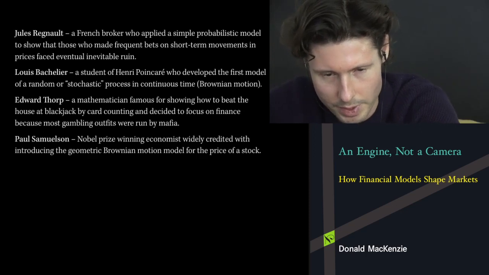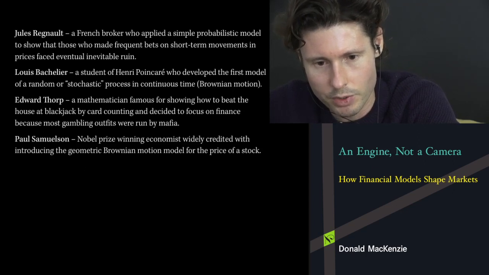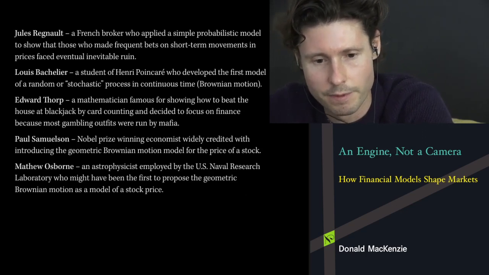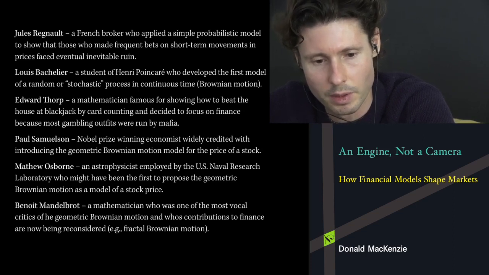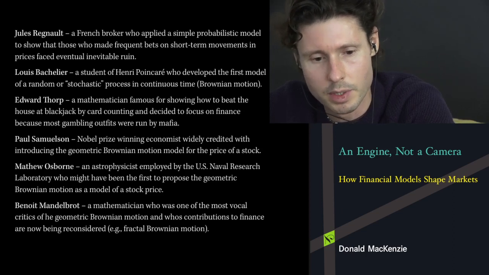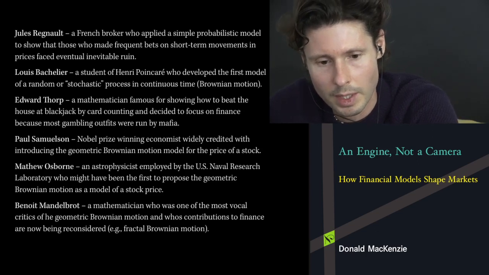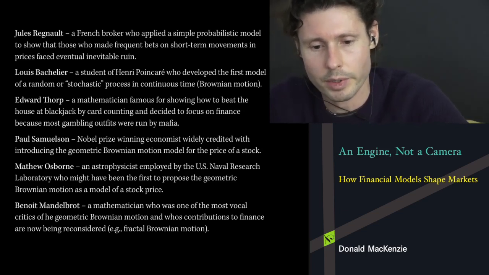Paul Samuelson is an MIT economist who is widely credited with the geometric Brownian motion model for the stock price, which is still widely used today. There's Maury Osborne, a physicist who may have actually been the first one to come up with the geometric Brownian motion model for a stock price. And then finally Mandelbrot, after the fractals and the Mandelbrot set, he was interestingly one of the most vocal critics of the geometric Brownian motion model, and proposed alternatives, including something called the fractional Brownian motion.